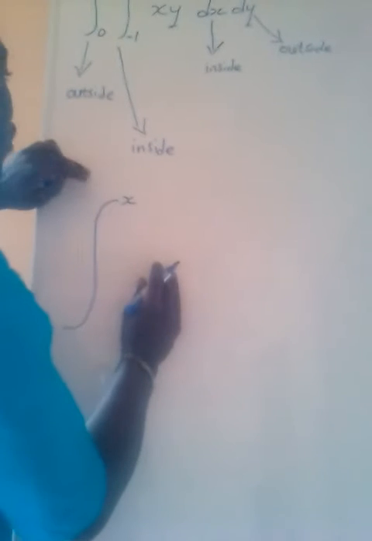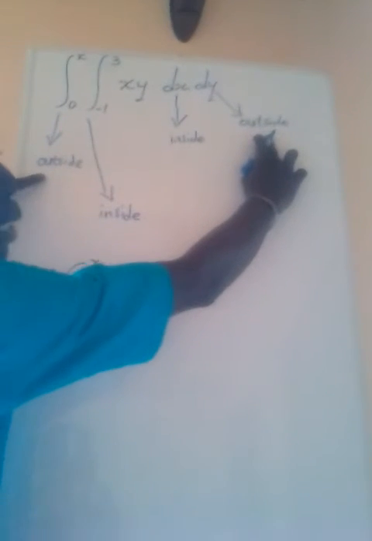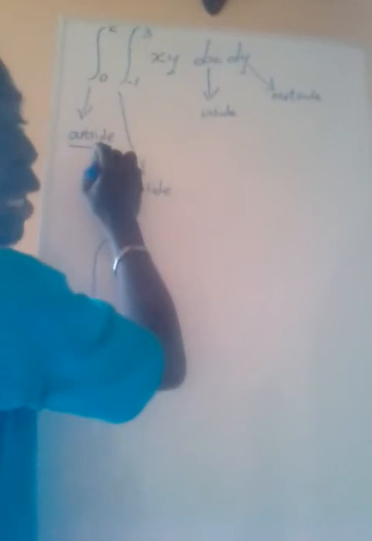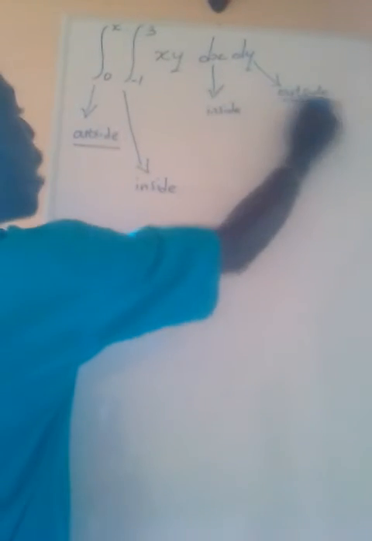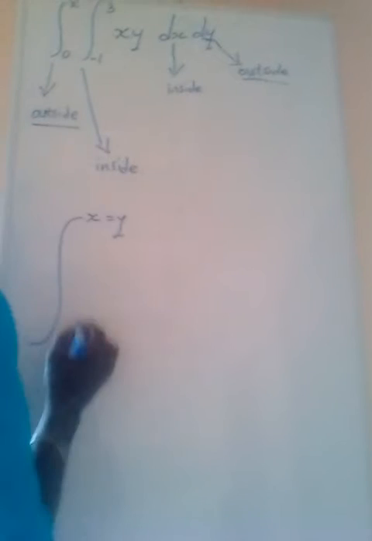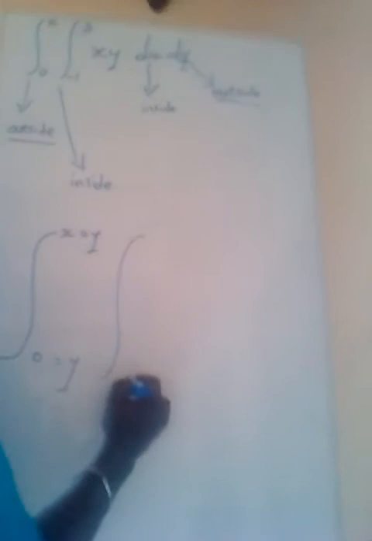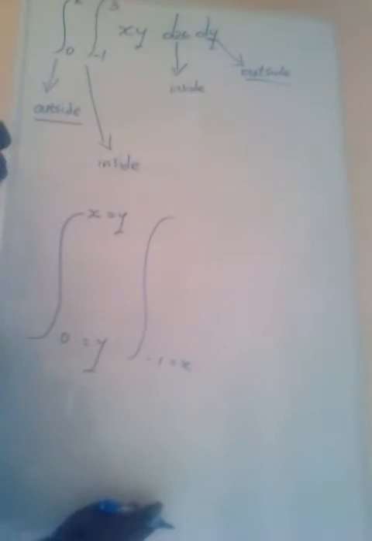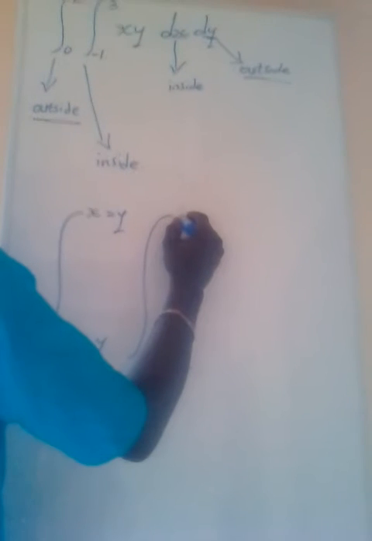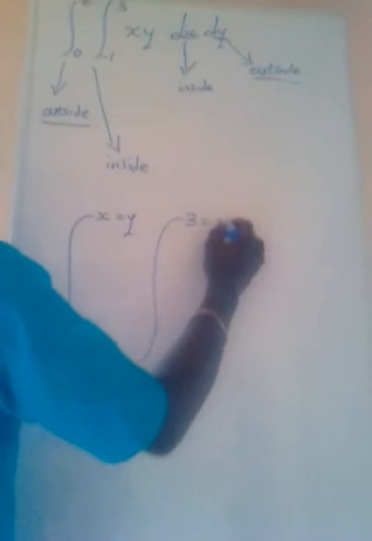If I have my x, then because the outside is equal to this one, the whole of this outside is equal to y. So x is equal to y, and then my 0 is equal to y. For the inside, I have my -1 equal to x. Get it? Good. And my 3 will be equal to x.